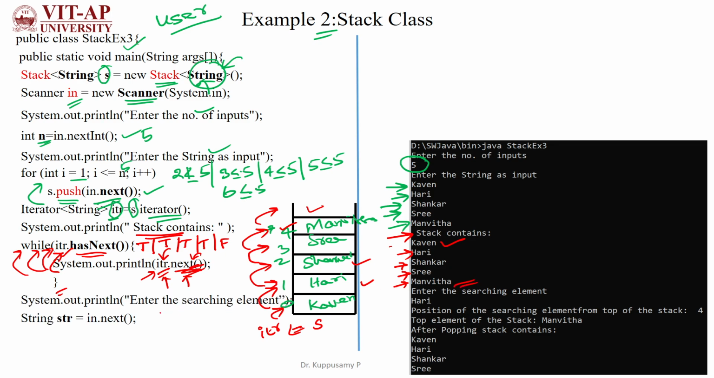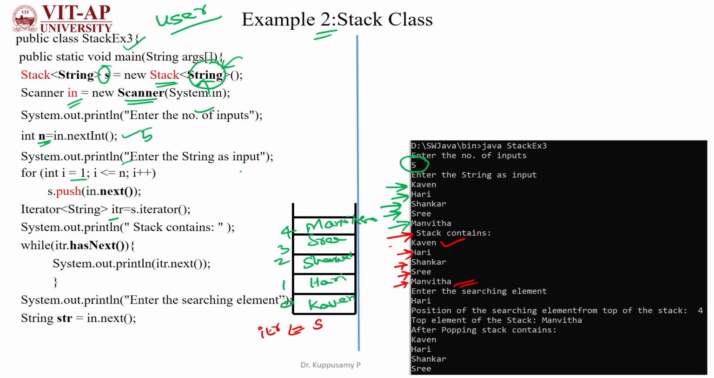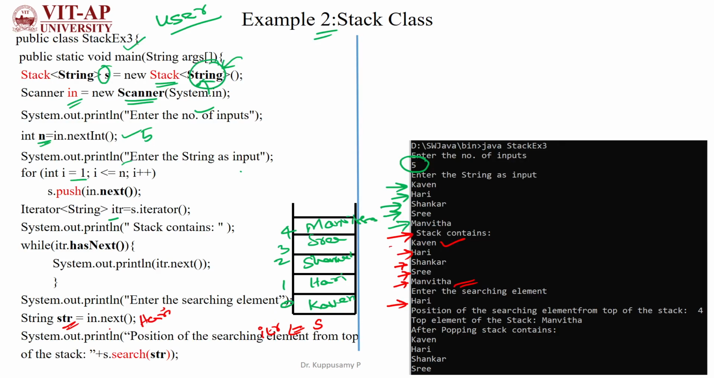Now I am applying the search method, right? For that I am going to use the next method to get the searching element. As per our program, my searching element is Hari, which is given here, right? So I am entering Hari here, so the input is Hari, which is available in str. Now it is passing here, search Hari in the stack.